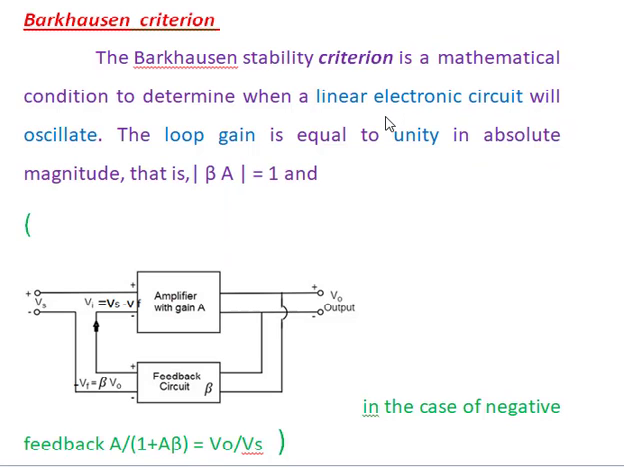We know that the oscillator is a linear electronic circuit which spontaneously produces the output waves. To produce the output wave without giving any AC input signal, a condition is needed. This condition is known as the Barkhausen criterion. The Barkhausen criterion is a mathematical condition, a rule to determine when the oscillator will oscillate.